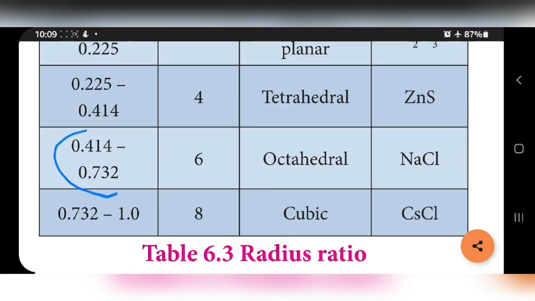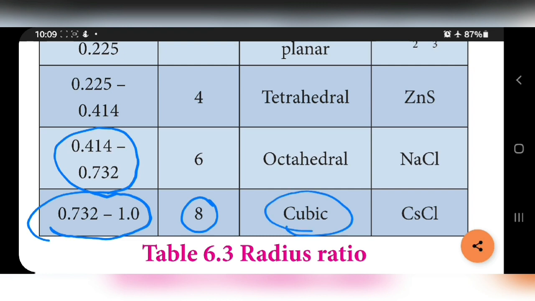If the radius ratio is 0.414 to 0.732, its coordination number may be 6. Coordination number 6 means octahedral. Example for that is NaCl. If the radius ratio value is 0.732 or above, the coordination number is 8, which is cubic. Example for that is cesium chloride.